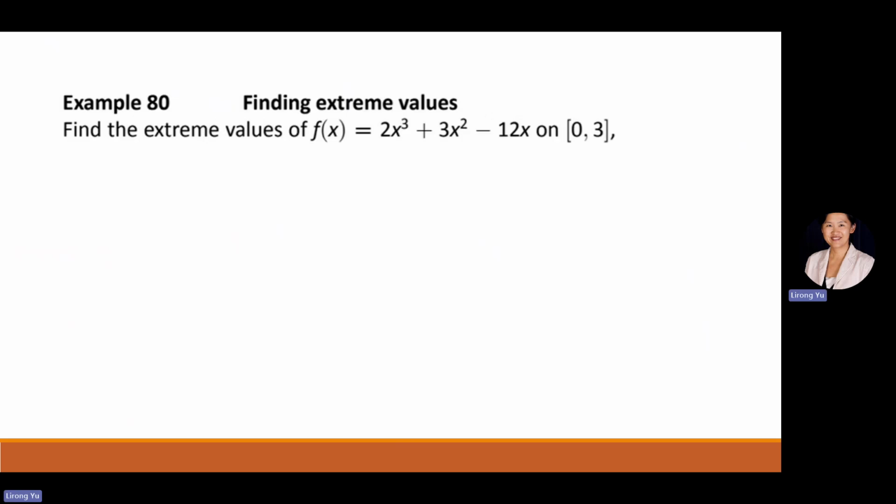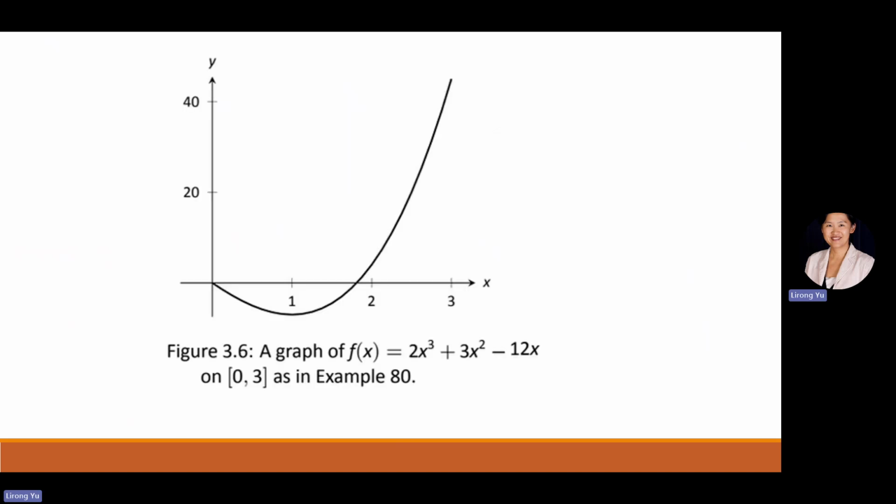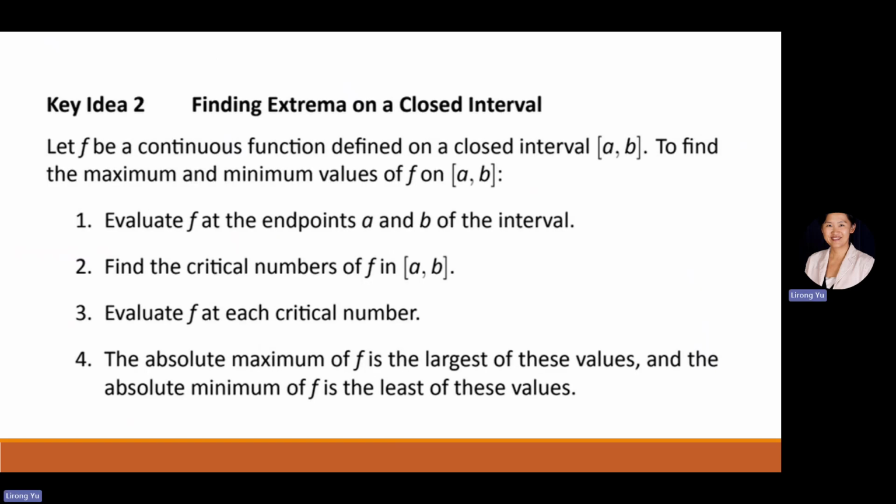Right, so I think we did this question last time. This is a polynomial example. The minimum happened at x equals 1. That was when the derivative was 0, and the maximum happened at x equals 3. The maximum value is 40.